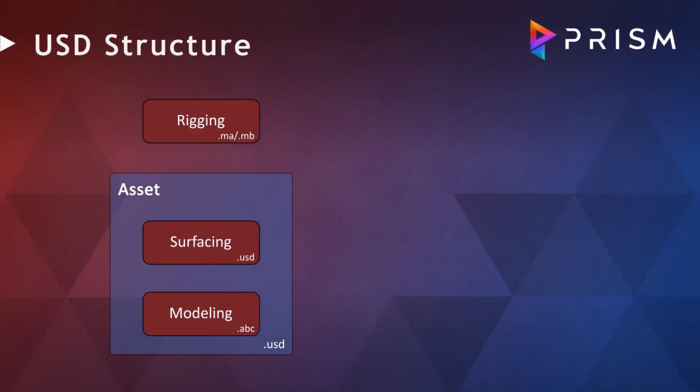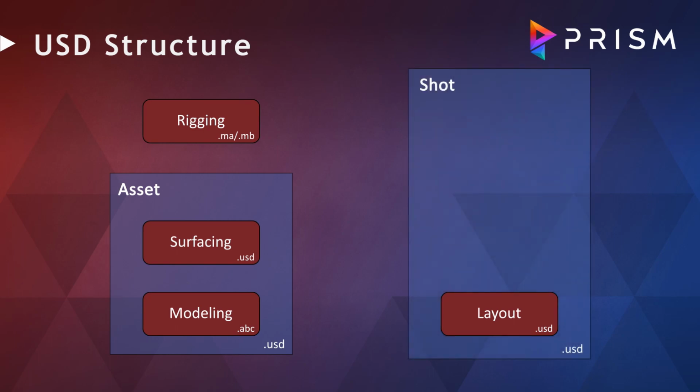Let's take a quick look at what happened in the background when we exported our layout work. We created a new file, which becomes our layout department layer. This file contains our camera and references to our 2 characters and our environment asset. This layout department layer then got referenced into our shot USD container.